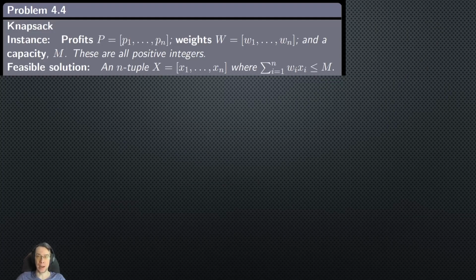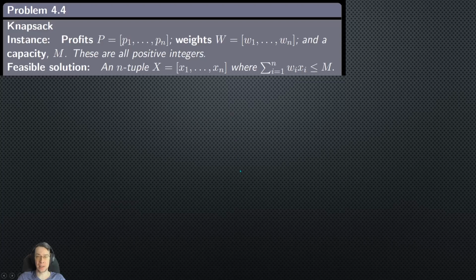Well, you have a knapsack, and there are a bunch of items that you could put into the knapsack. And each of these n items has some profit. So we have a sequence of profits P, and we label the n possible profits for the n different items P1 up to Pn. These are the amounts that the items are worth intuitively.